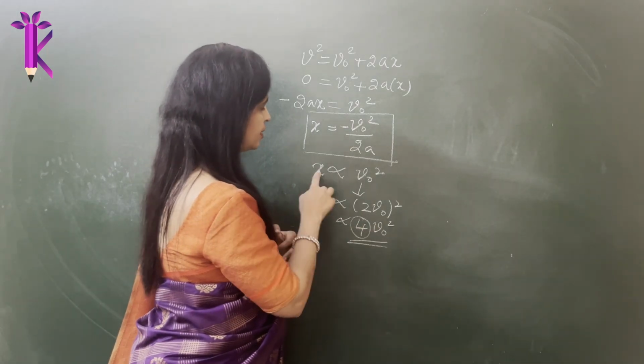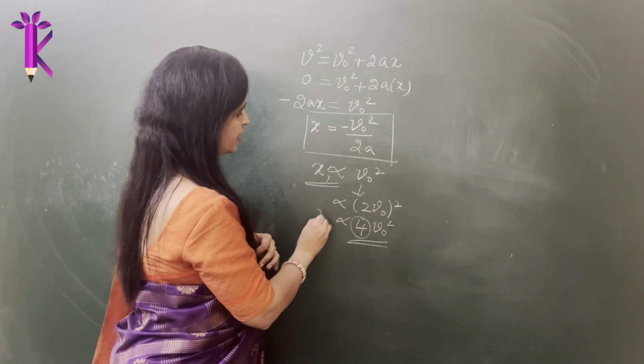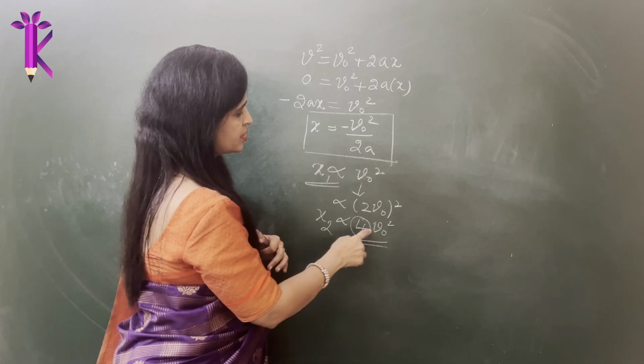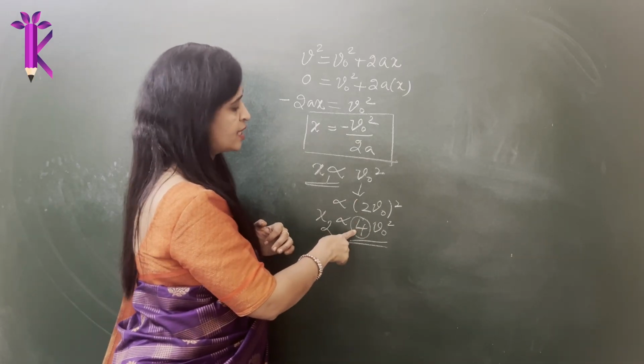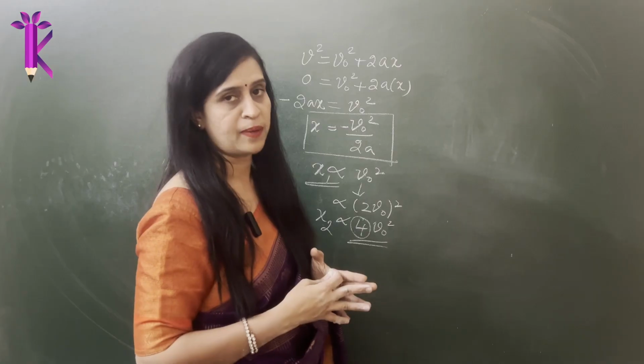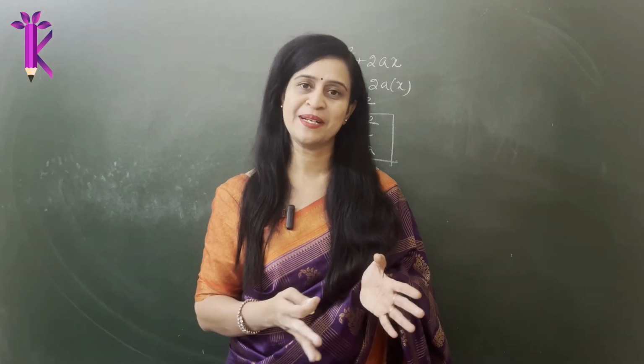So, if the initial velocity is v naught, and now the initial velocity is 2 v naught, you see that there is a ratio, the stopping distance increases 4 times than the first stopping distance. So therefore, this is how you arrive at the expression for stopping distance.